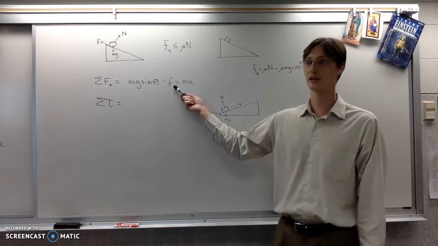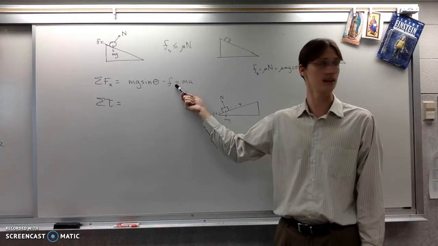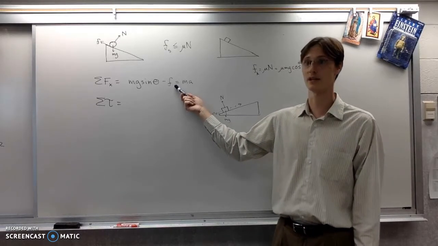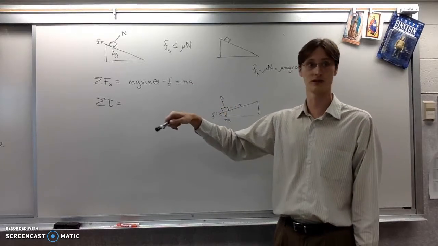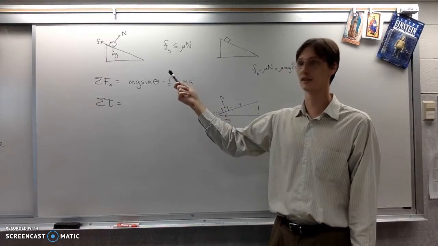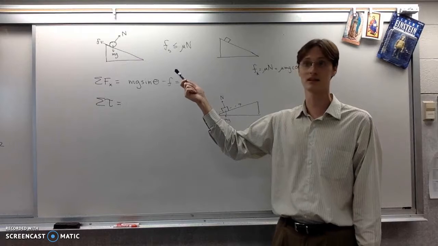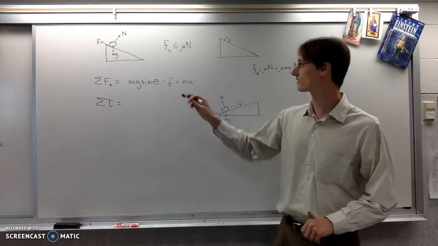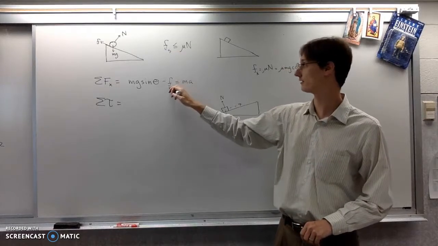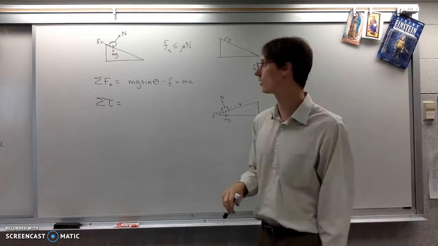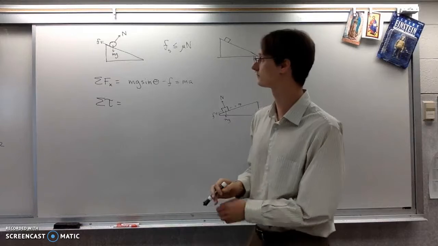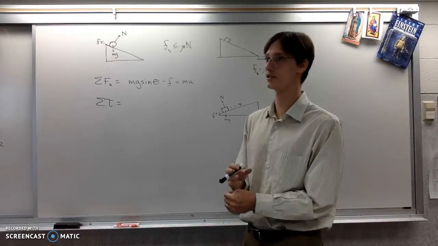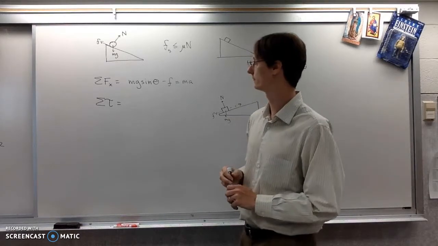You just can't plug in mu mg cosine theta because that's not what it is. It's less than or equal to that, and odds are pretty good, unless this is a really steep incline, that it's going to be less than that. So instead of using this to get the friction force, we go to torque. So what is the torque produced by friction?